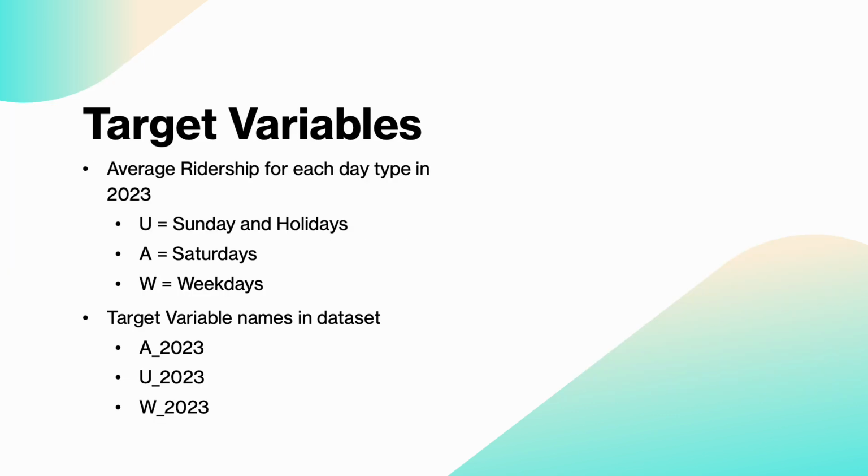So here's the target variables. As I said, U is Sunday/holidays, A is Saturdays, W is weekdays. That's how the CTA codes the day types. There's 3 of them they use like that. And then the target that we're going to be trying to predict will be the 2023 usage for each type of those days. So it's going to be A-2023 like that.